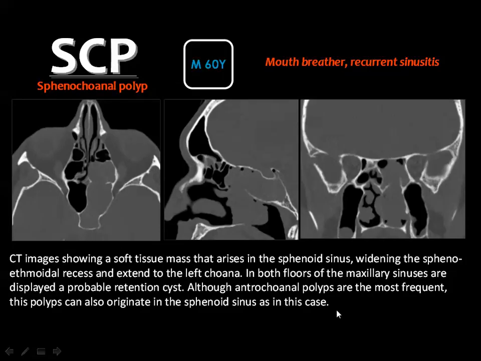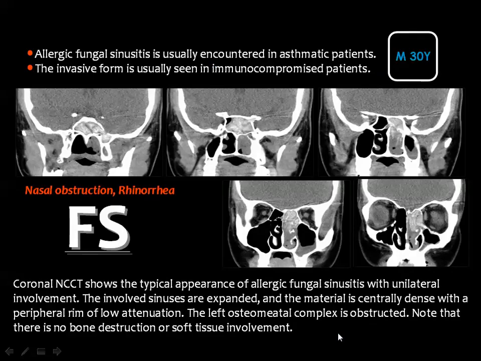Also, analogous to the antrochoanal polyp, you can see a sphenochoanal polyp, where the sphenoid sinus is expanded by soft tissue density, and this soft tissue density is extending through the sinus draining ostium into the nasopharynx, and this is known as the sphenochoanal polyp. There is significant expansion of the sinus and some erosions of its bony margins.